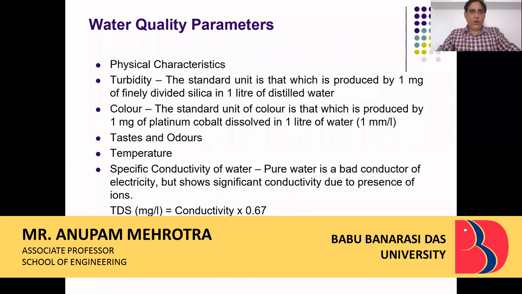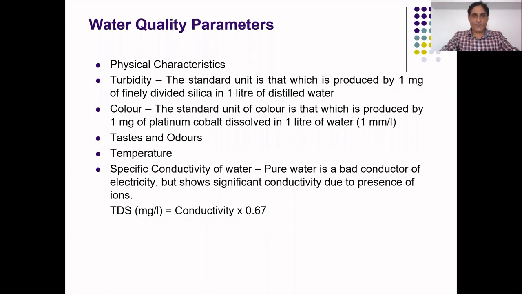Today we will study the water quality parameters. In water quality parameters, we would be taking up the physical characteristics, then we would be taking the chemical characteristics and then the biological characteristics. Physical characteristics include turbidity, color, taste and odor, temperature, and specific conductivity of water.